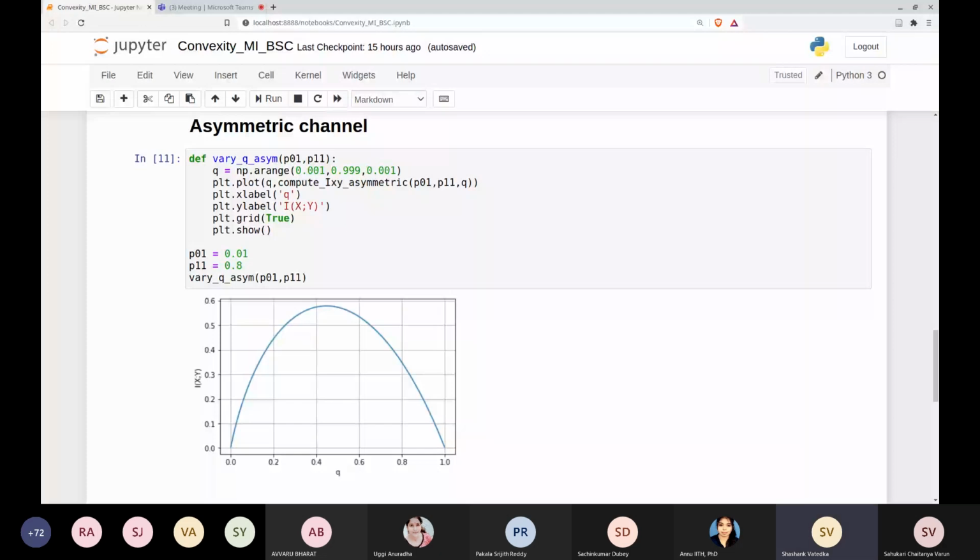Is there any straightforward formula which can exactly give you the point where it is? No, so you will need to optimize. You can get a formula, but it's going to be a little more complicated than just a very simple function of P and Q. Sorry, a function of P01 and P11, P10. Okay. Yeah.